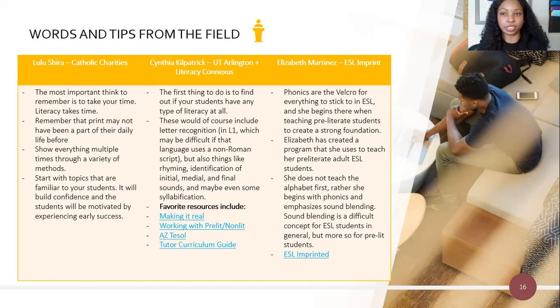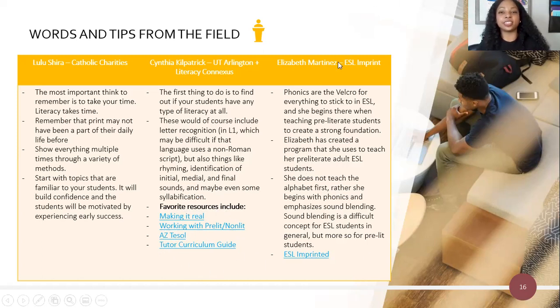I also talked to Dr. Cynthia Kilpatrick with UT Arlington, and she is also a teacher trainer with Literacy Connections. She suggested that the first thing an ESL instructor should do when working with a pre-literate or non-literate student is to find out if that student has any type of literacy at all. This would include things like letter recognition in their L1, which might be difficult if they have a non-Roman script, but we do what we can. But also things like identifying sounds and syllables and rhyming. She also included some of her favorite resources for this group, and hopefully I will get to show them to you.